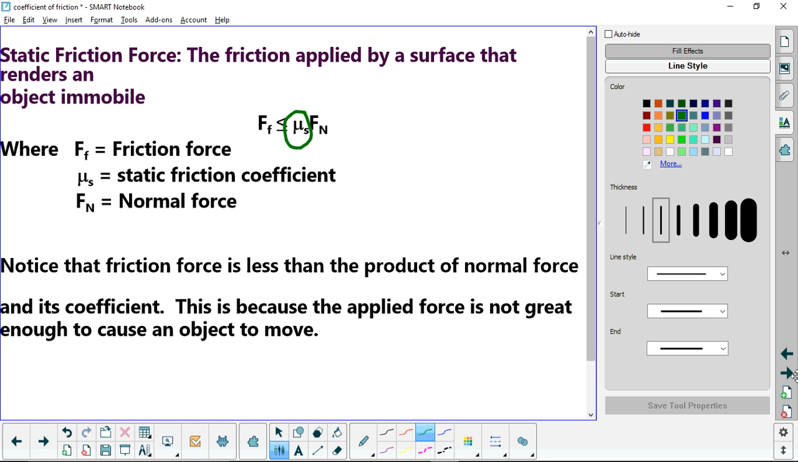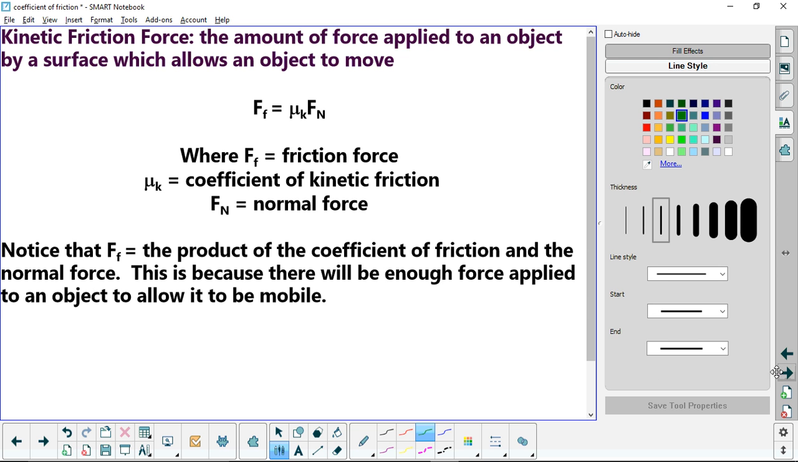The other type of frictional force is kinetic friction. Kinetic friction is defined as the amount of force applied to an object by a surface when the object is in movement. So you have frictional force is now equal to the coefficient of kinetic friction times the normal force. And like you saw in the simulation, the kinetic friction is going to be less than the static friction because there is a smaller amount of force needed to keep that object in motion and overcome friction once you have a certain applied force.